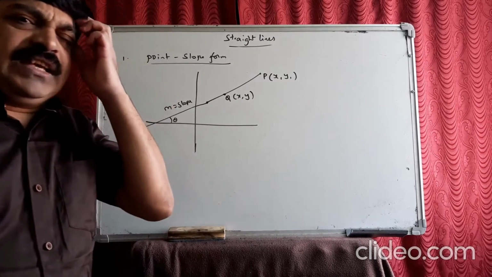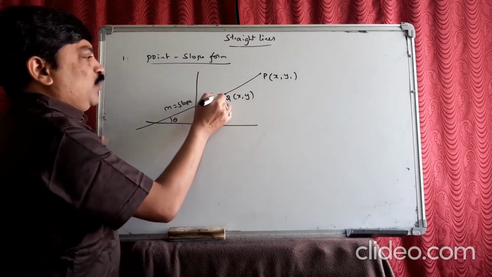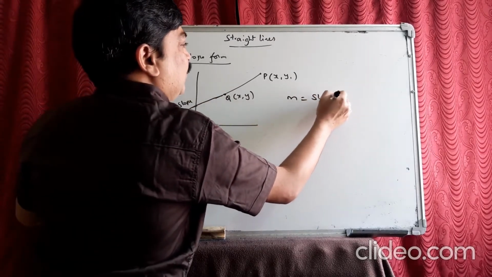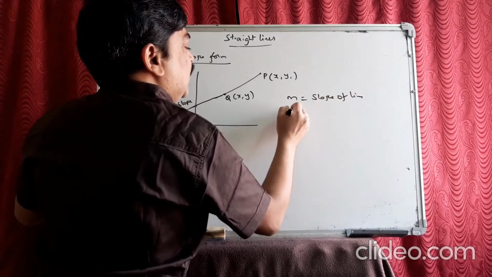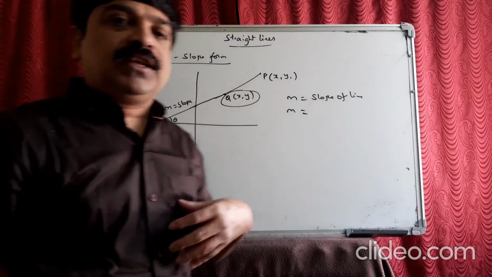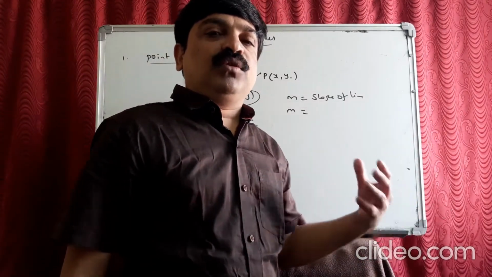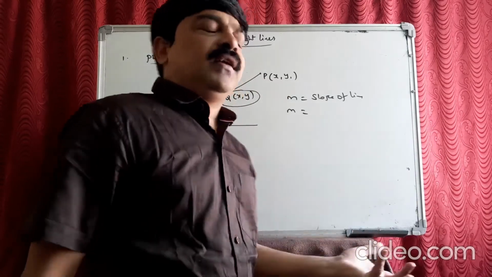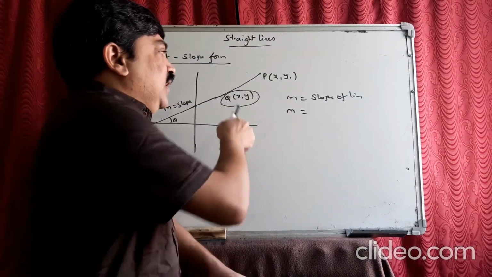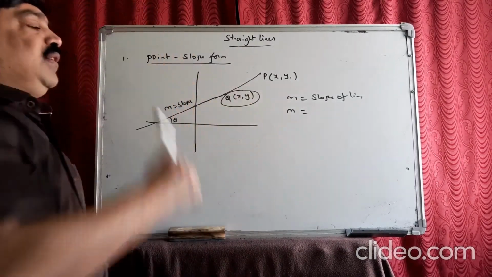So how did this equation get derived? Now we are told that the slope of this line is m. m is equal to the slope of the line. I told you that for every line, this is the basic reference we have to take. In general, any general point on a line can be represented like x, y. And this line is passing through x1, y1.